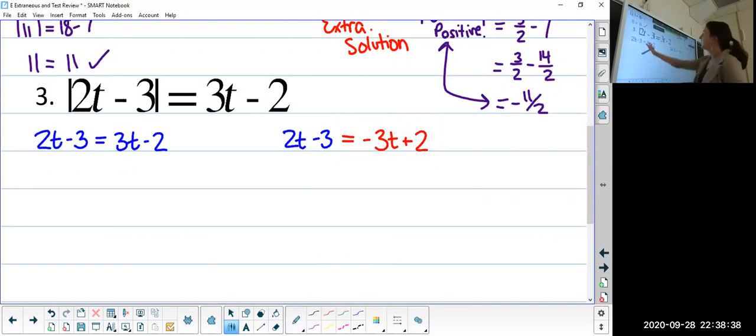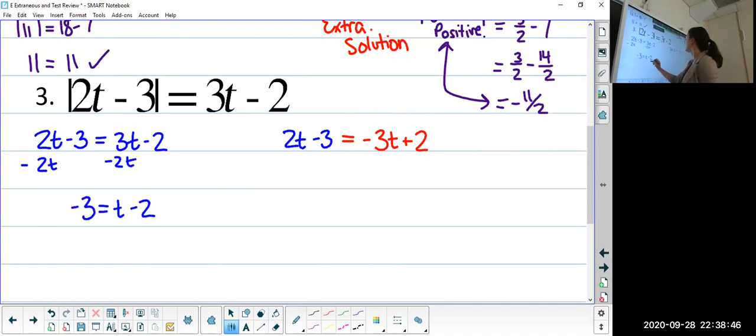All right, so right here, I'm going to go ahead and subtract 2t. Get negative 3 equals t minus 2. I'm going to add my 2. And I get negative 1 equals t.